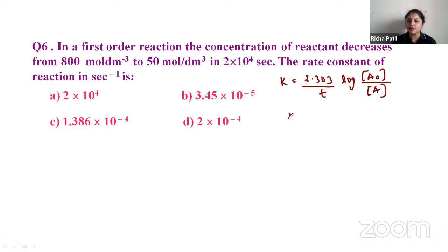So solve it. Yes, try to solve this. So your time is what? Your time is 2 into 10 raised to 4 seconds. Okay. Log of a naught by a. a naught is 800. It decreases from 800 to 50, so a is 50. This is 2.303. Yes. Solve now. How much are you getting?